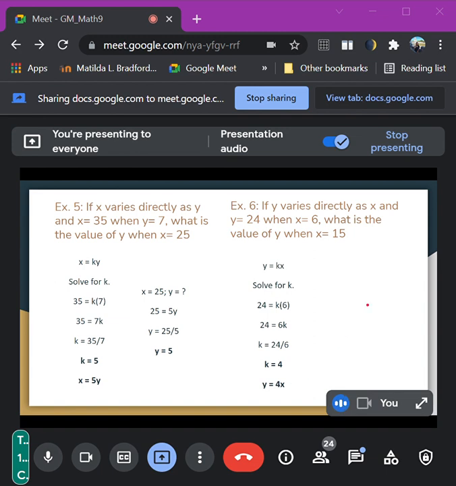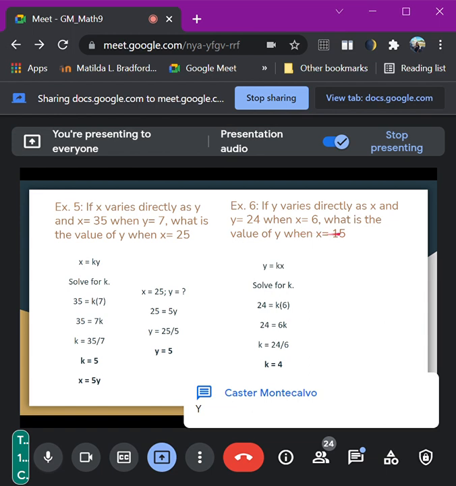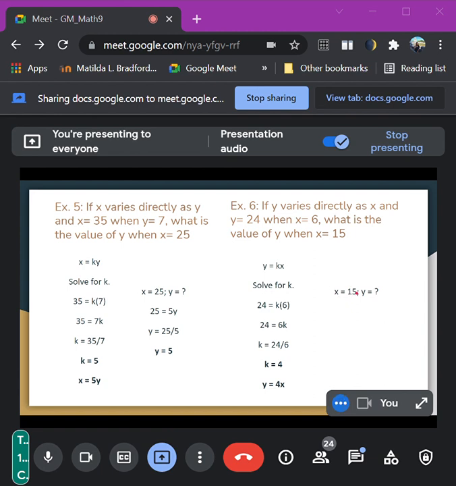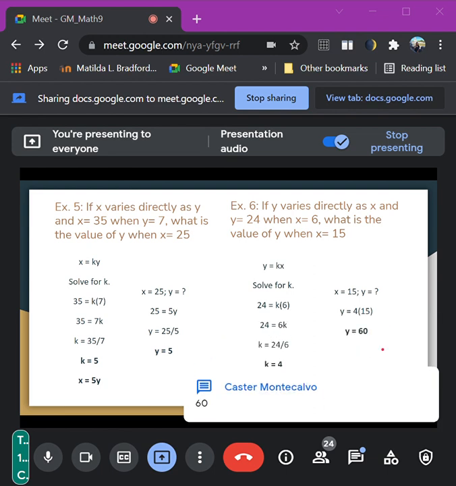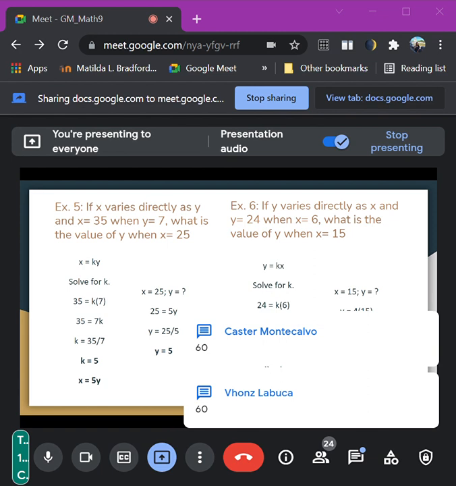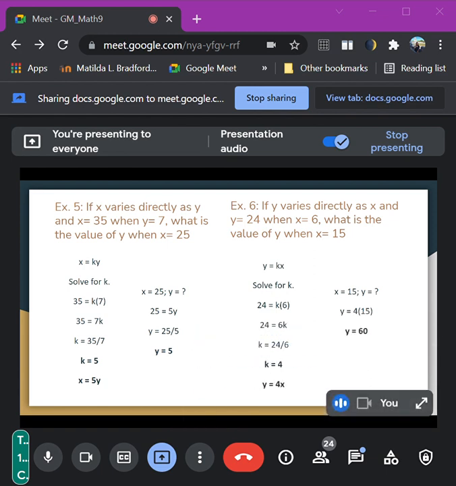Okay? Now what's the next step class? We're going to find the value of our y when x is 15. So, kanina sa daan gamiton, i-substitute ra nato siya, x is equals to 15, y is equals to unknown. So, you have there, y is equals to 4 times 15. So, pila siya class? That is 60. So, your y is equals to 60 kung imong x kay 15. Questions for number 6?